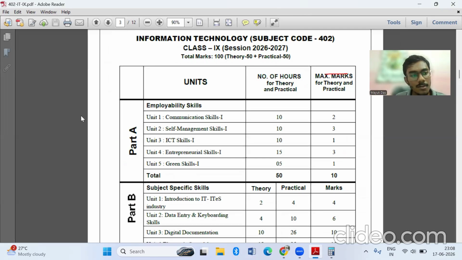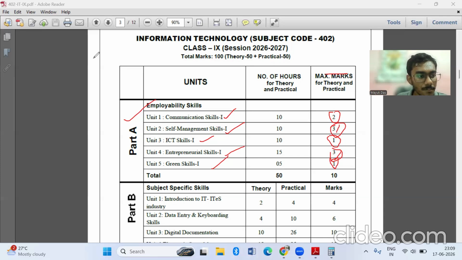Okay, so basically we have to understand two things: the marks distribution. First of all, part A: unit 1 communication skills, unit 2 self-management skills, unit 3 ICT skills, unit 4 entrepreneurial skills, unit 5 green skills. Among these, self-management skills and entrepreneurial skills carry the highest marks. Communication skills carry 2 marks, self-management skills 3 marks, ICT skills 1 mark, entrepreneurial skills 3 marks, and green skills 1 mark.